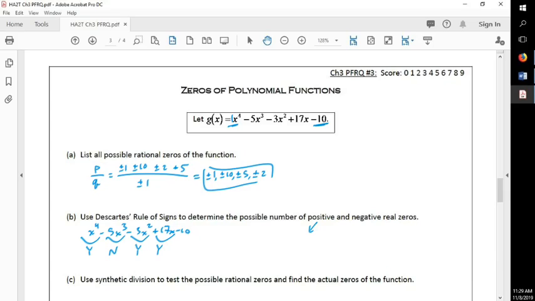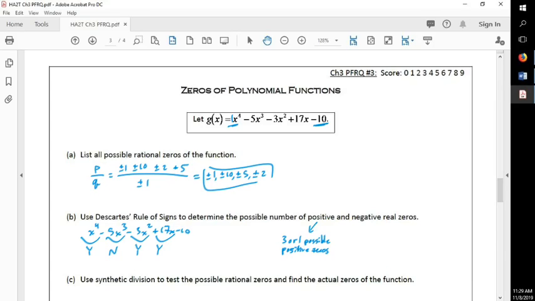And that's it. How many yeses we have? We have 3. So there's 3 possible. 3 or how many? 3 or 1. We have to drop 2. 3 or 1 possible positive zeros.